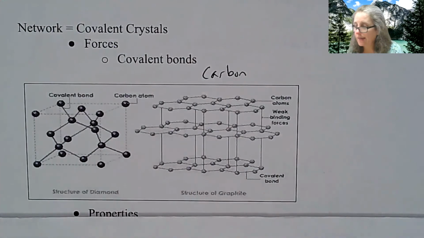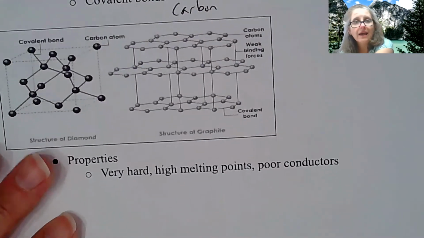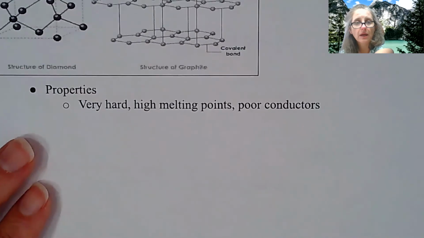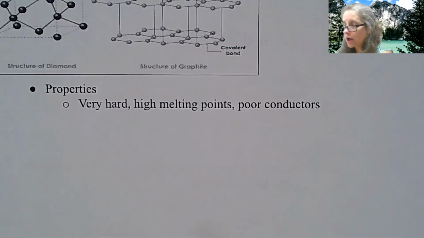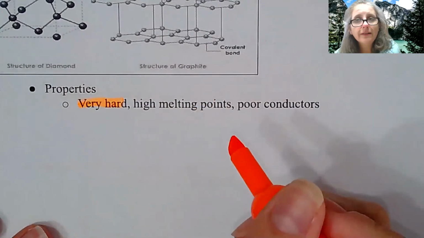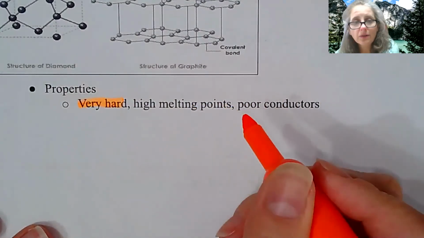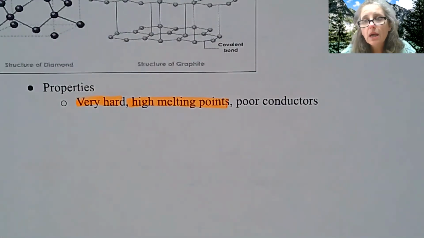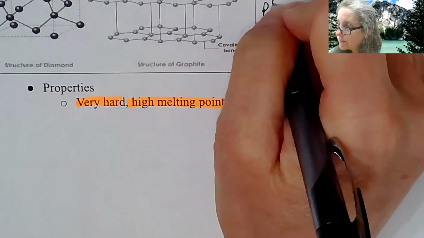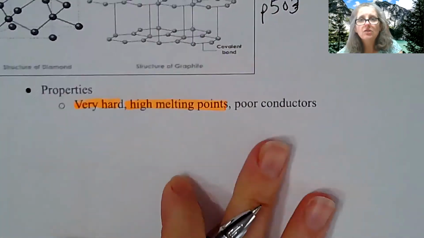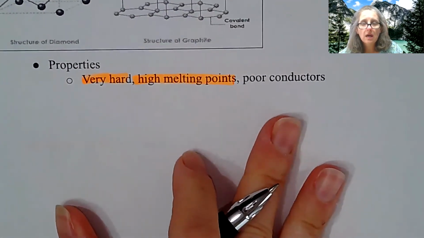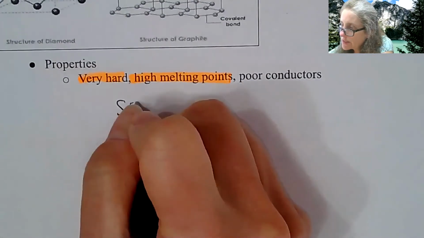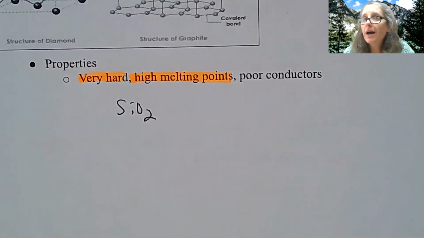And so that is why network solids have such unique properties. They are considered to be very hard, while molecular covalently bonded molecules are considered to be very soft. Network solids have high melting points, and please note that they are poor conductors. This is on page 503, the section in your book where they talk about networks. The only other one I want to mention is silicon dioxide. That's a pretty popular network solid to keep in mind.